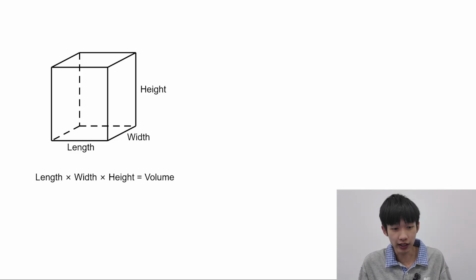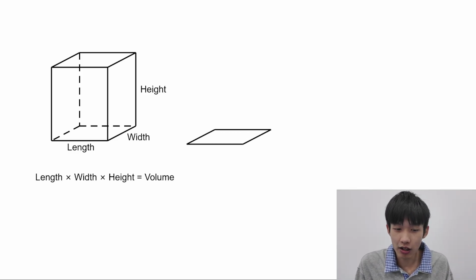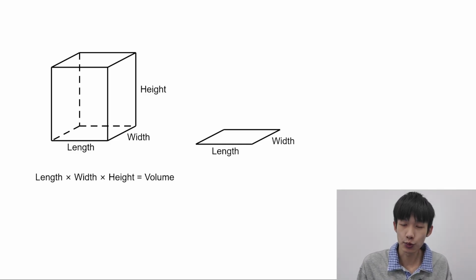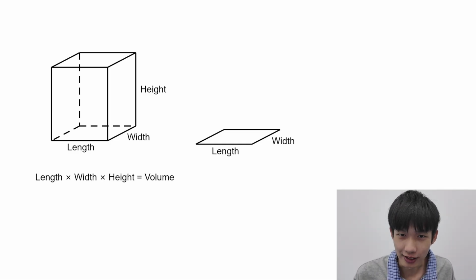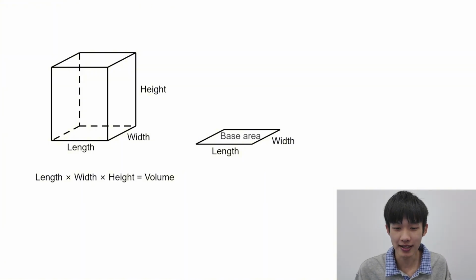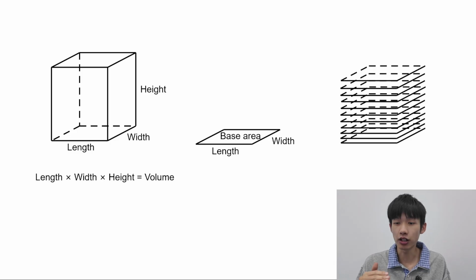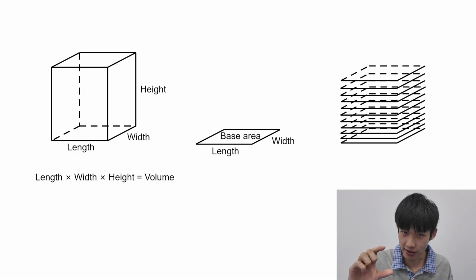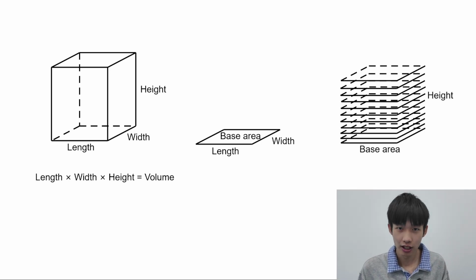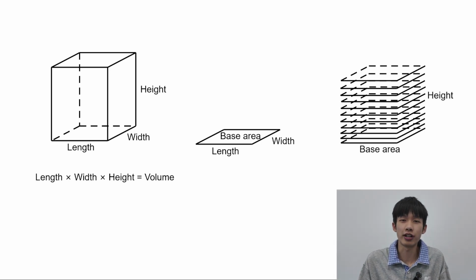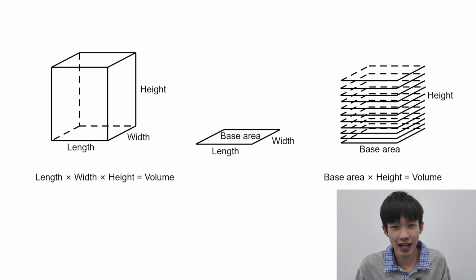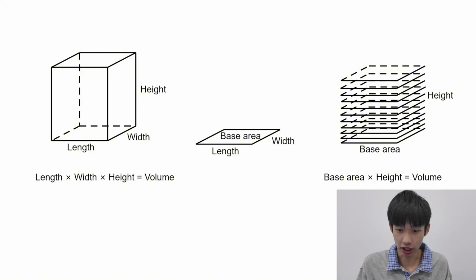Or, in another way of thinking, if we take the length and width together, length times width, what we get is an area, called the base area. We can also think of it as many base areas stacked on top of each other to form a thickness, and this thickness is called the height. So here we have another calculation: base area times height also gives us the volume. By understanding this, you can write down the notes of these calculations.